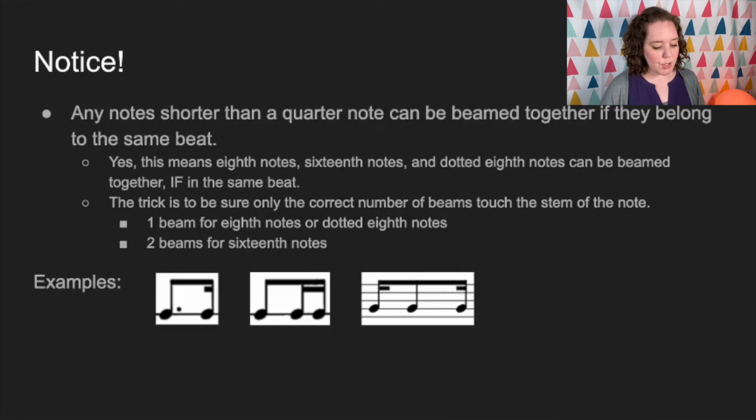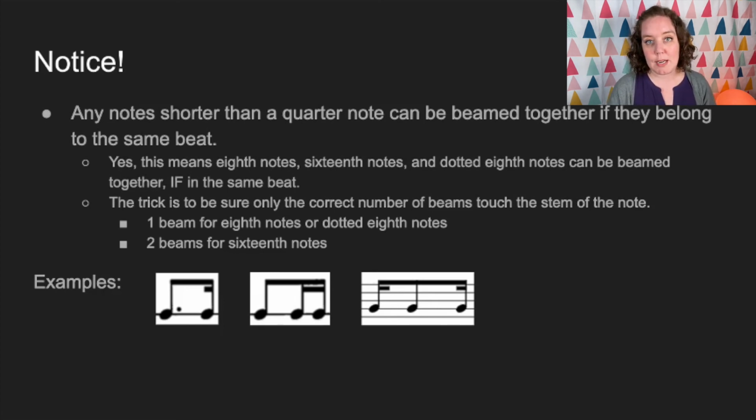All right, so first of all, notice any notes shorter than a quarter note can be beamed together if they belong to the same beat. Remember, we've been talking about beaming. I had a few students point out that they didn't know how to beam these notes correctly: can eighth notes and 16th notes be beamed together, and how does that work when the eighth note has 1 beam and the 16th note has 2 beams? Great questions. As long as notes that are shorter than a quarter note are in the same beat, they can all be beamed together.